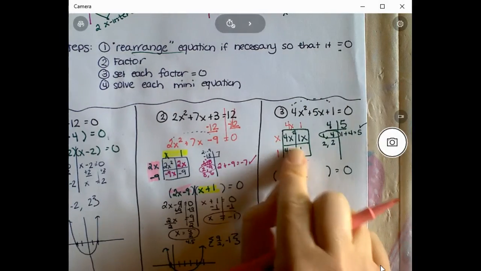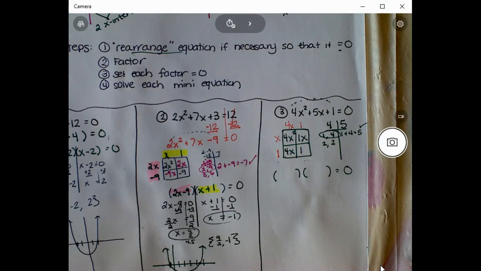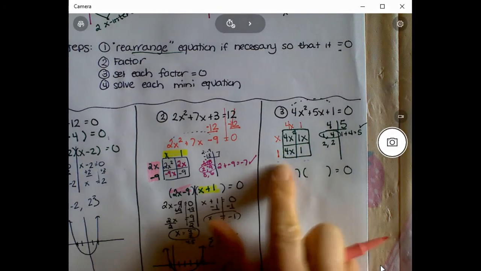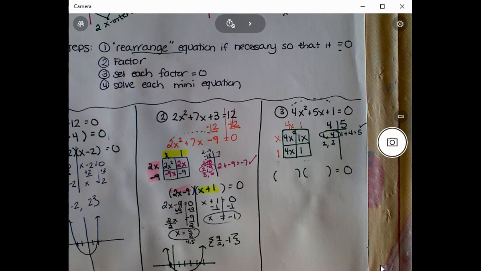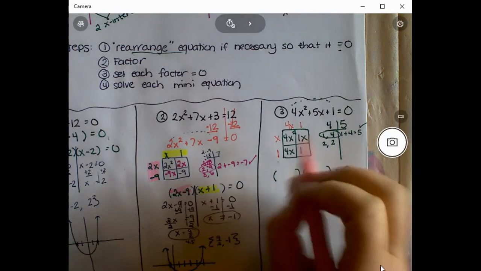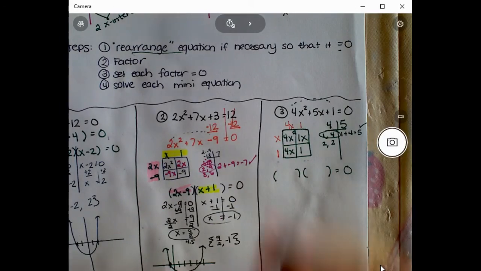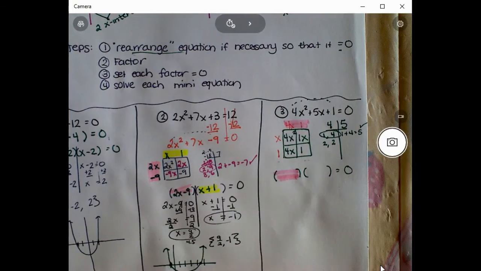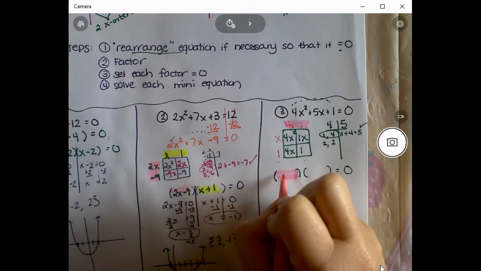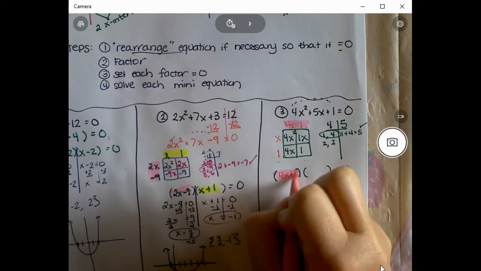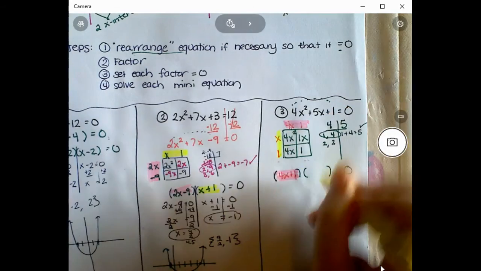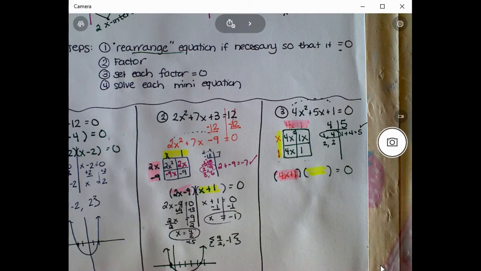At any point, if you need longer to look at those steps, pause the video and see if you can think about what they are. If you're having trouble with this, please go watch the factoring video. All right, next we're going to take our answers. There's one. So this is 4x plus 1. And this one, x plus 1.